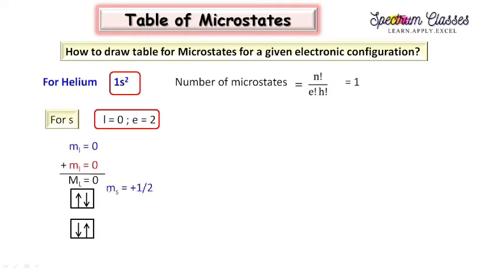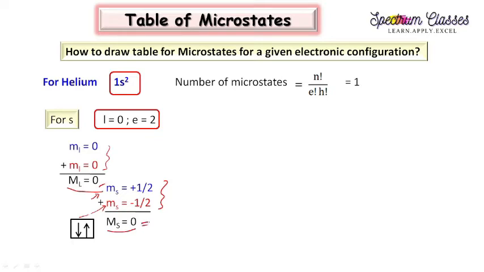For MS, if we consider the first configuration, my first electron is in the upward direction, so MS for this electron is plus half. And for the second electron, MS is minus half. If I combine these two, I will get the total MS, which is equal to 0. If I calculate ML and MS for the second configuration, I will get the same kind of values of ML and MS. Are you confused about these two, the small ml and the capital ML?